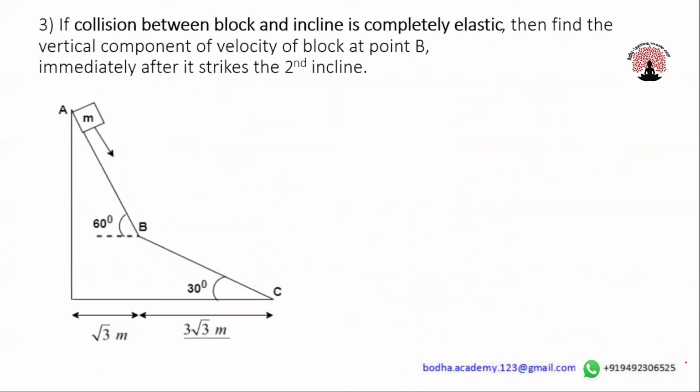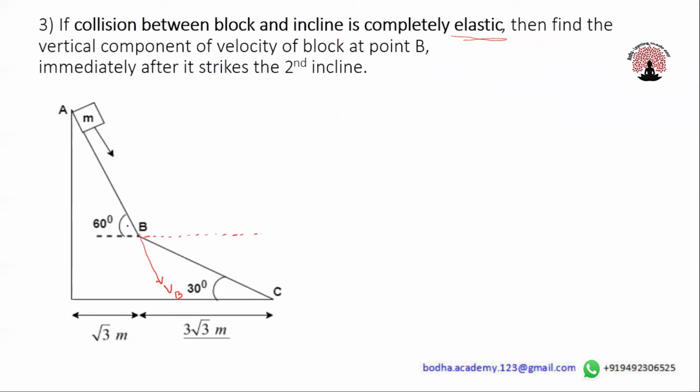If the collision between block and incline is elastic, as given in the problem, then we are supposed to find the vertical component of velocity of block B immediately after it strikes the second incline. Now, from A to B, the body is moving like this, so its direction of velocity at B will be in this direction, which we call VB. So let me extend a horizontal line.